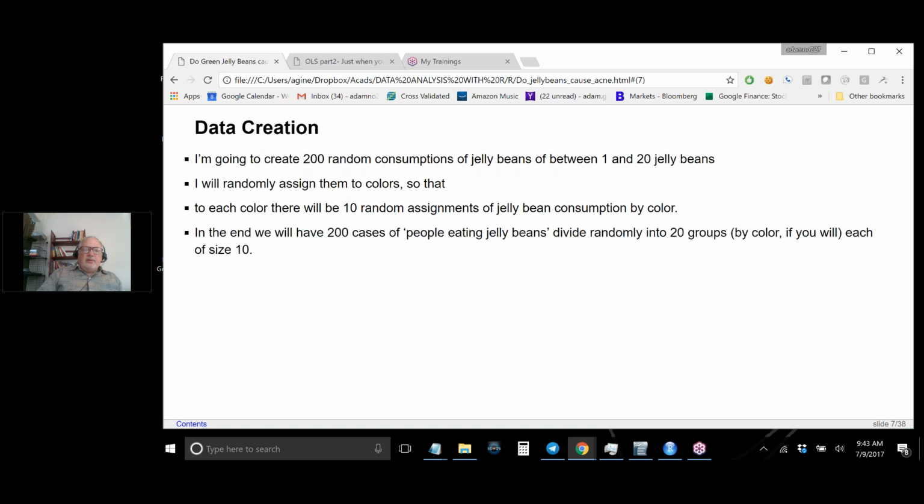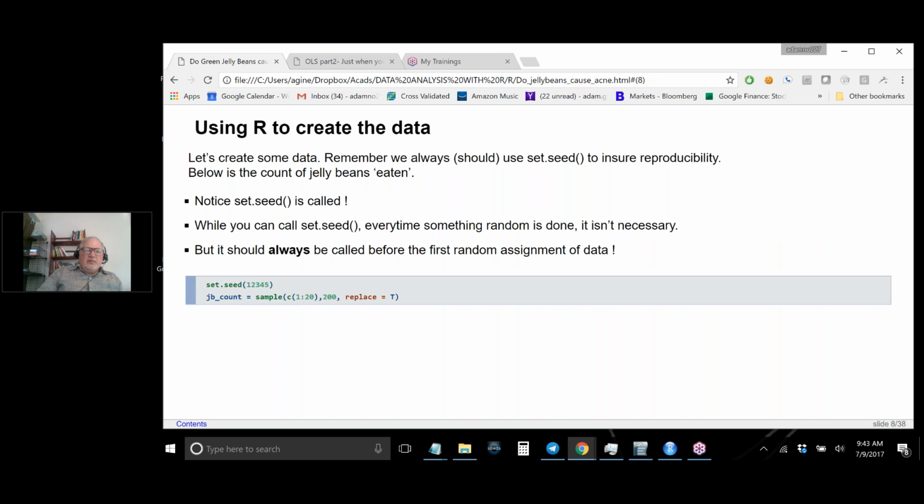So we're going to create 200 random consumptions: people who consume jelly beans of only a specific color, one of 20 colors, and they consume some random number of jelly beans between 1 and 20, and they either do or don't have acne. That's the data set we're going to create. So I'm going to do some random things.